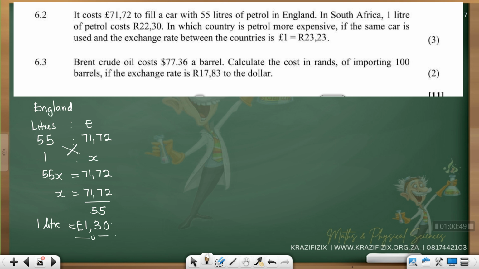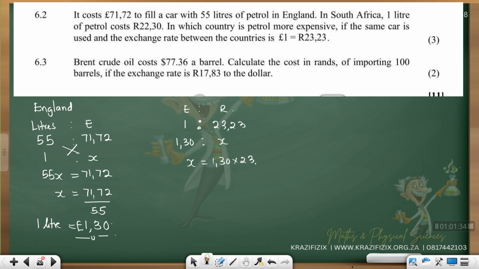Now, we know that in South Africa, in SA, the same 1 litre of petrol will cost 22 Rand 30. But what will 1 litre then cost? Oh, before I bring in this one. So we know that 1 litre is £1.30. Let's quickly convert that. Pounds and rands. 1 is 23. So what is £1.30? Let's cross multiply in rands.